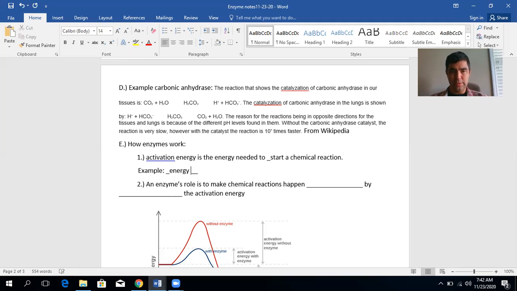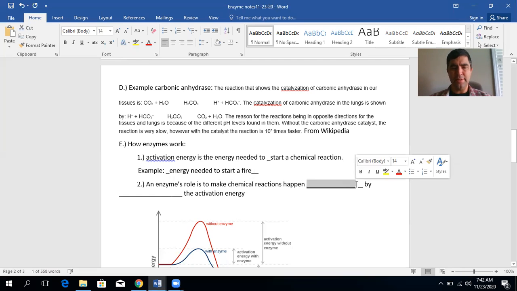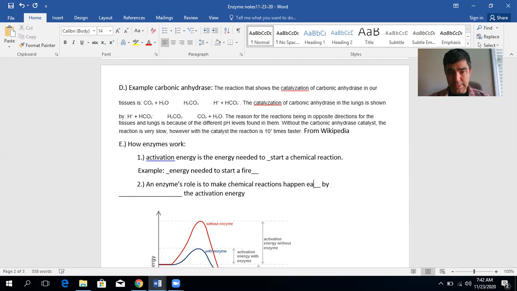Energy needed to start a fire. Typically things don't burn the other way. All right, next thing here. An enzyme's role is to make chemical reactions happen easier. How do they make chemical reactions easier? By lowering the activation energy.